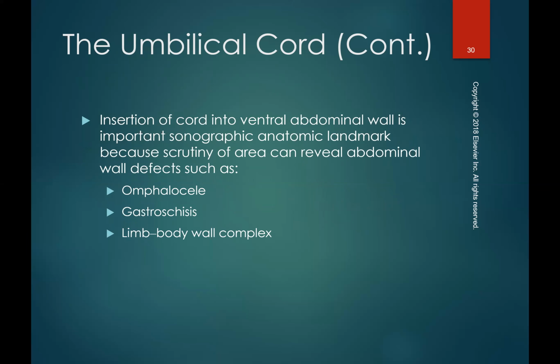The insertion of the cord into the ventral abdominal wall is an important sonographic anatomic landmark because scrutiny of the area can reveal abdominal defects such as omphalocele, gastroschisis, and limb wall defects, which we'll talk about later. But basically, what this is saying is if for some reason the baby's herniated gut does not go back inside, it could be an omphalocele. If there is a defect other than the umbilical herniation and the bowel comes out by the umbilical cord, it's called gastroschisis.